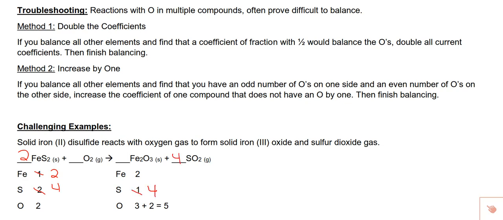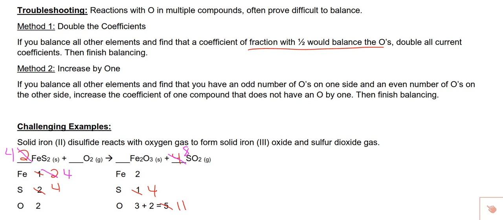That changes how many sulfur I have, and it's also going to change how many oxygens I have. If I have 8 there and 3 over here, that gives me a total of 11. Now I'm reaching the situation where if I was going to have to use a fraction to balance the O's, I know that I could use method 1 instead. So for method 1, what I would do is actually double the coefficients I currently have. So I'm going to go ahead and double this one to a 4 and double this one to an 8 and make the necessary changes below.